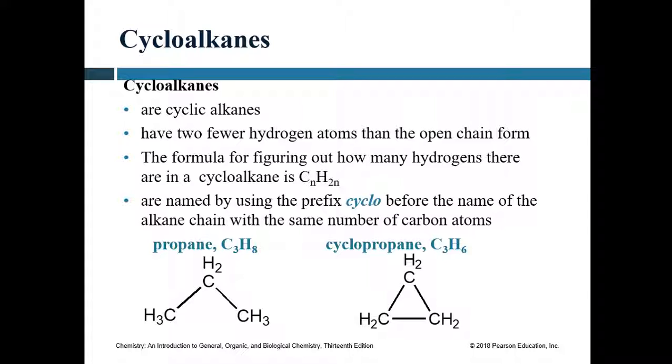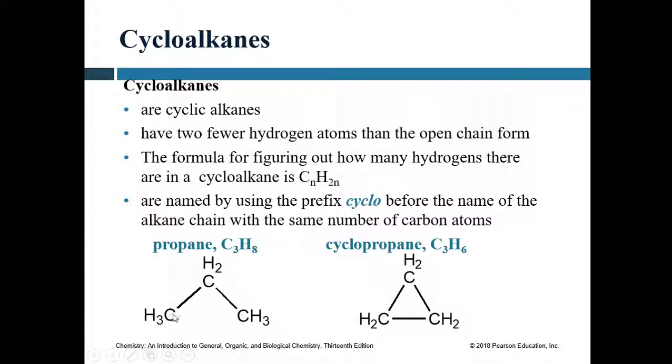Cycloalkanes. They are cyclic alkanes. Also they're ringed. The ring doesn't mean like a circle, because that's not all circles, but they're connected. No real beginning and end. So in order to make that connection, they're going to have 2 fewer hydrogen atoms than the open chain form. Because let's look at this propane compared to cyclopropane.